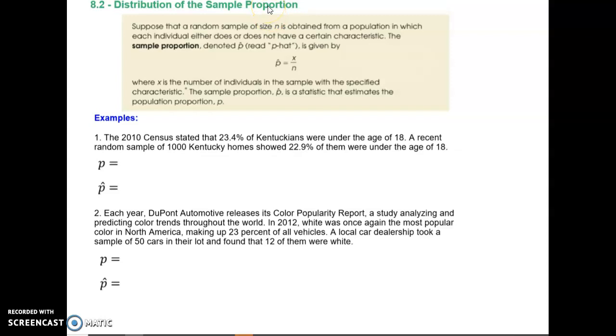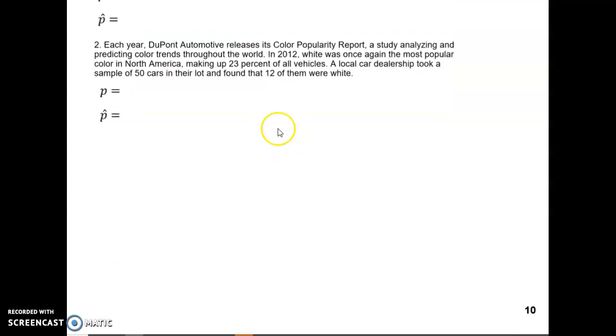If we recall, the formula for any proportion is p hat, which is the sample proportion, is equal to x over n. How many you have divided by your sample size.